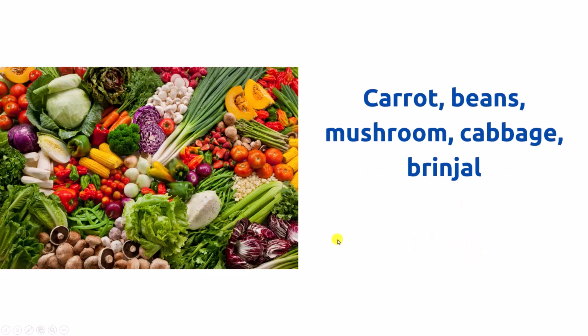And in the same way, in this photo we have different items. What do we have? We have carrot, beans, mushrooms, cabbage, brinjals, and many more, correct? And all these are together called vegetables. So this is the type. All these together fall under the category of vegetables, or the heading for all these will be vegetables, correct?